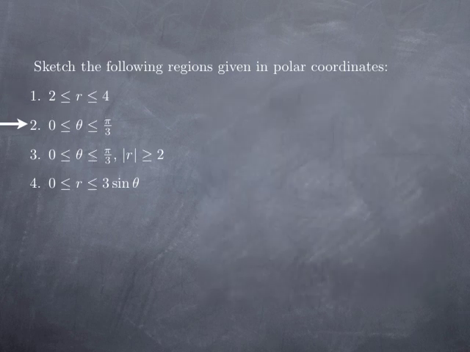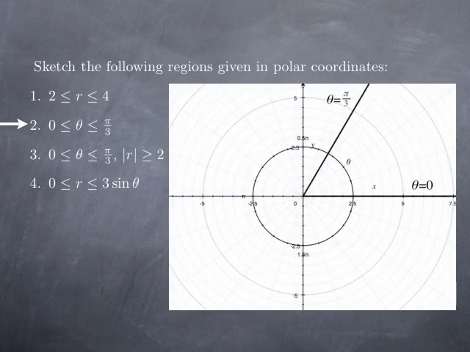What about an inequality on theta? If theta is between 0 and pi over 3, we know that theta equals 0 corresponds to pointing in the direction of the positive x-axis. Theta equal pi over 3 corresponds to pointing in this direction that makes an angle pi over 3 with the positive x-axis. And here we have no constraint on r, and theta is anywhere between 0 and pi over 3. So we obtain the angular sector between these two half rays.